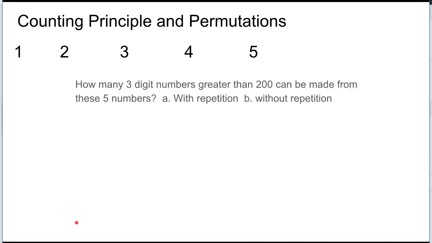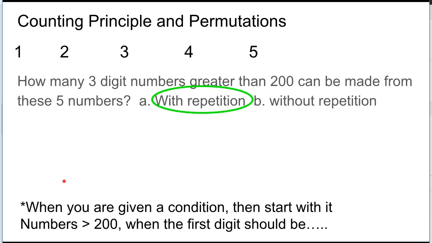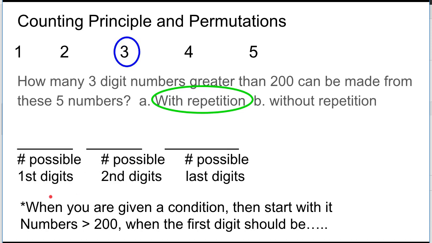So, let's try this. How many 3-digit numbers greater than 200 can be made from the 5 numbers? And again, we'll start with repetition. So, in this case, I've got a condition that says that the numbers have to be greater than 200. So, what does that mean the first digit should be? Pause it and tell me. Alright, so this first digit could be a 3, a 4, or a 5, but it also could be a 2. Hopefully you named all of those for the first digit.